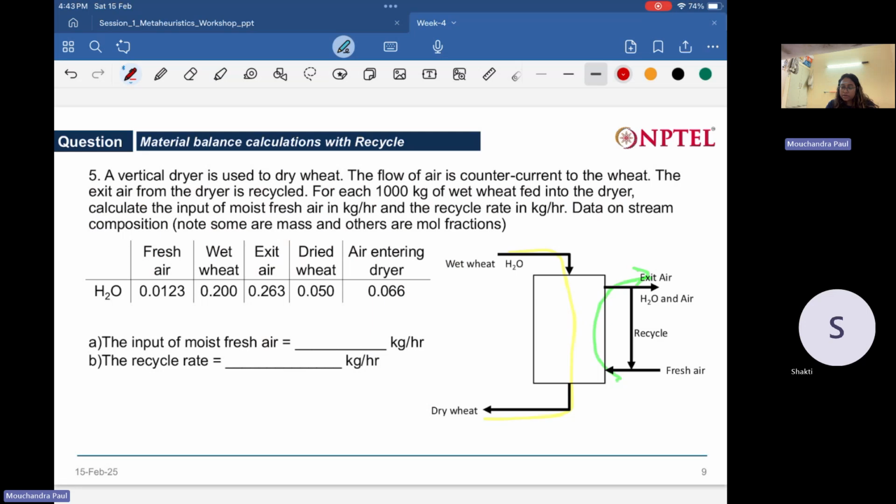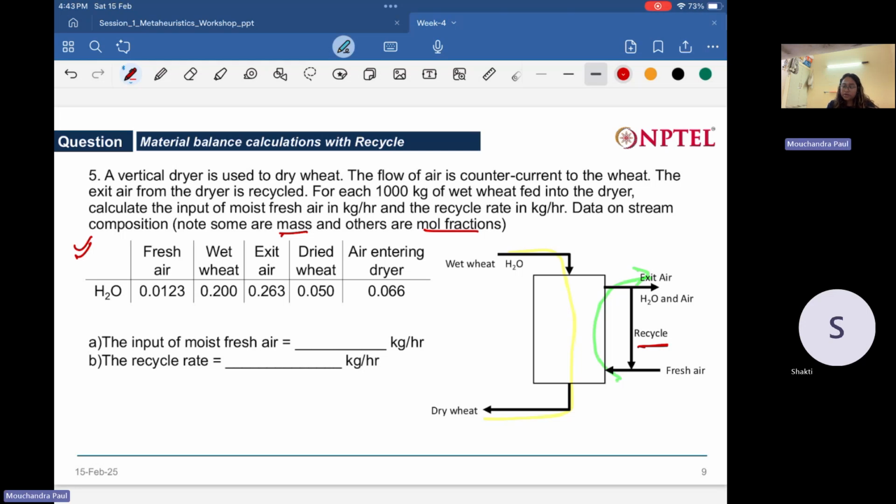The exit air from the dryer is recycled. This is the recycle part. For each 1000 kg of wet wheat fed into the dryer, calculate the input of moist fresh air in kg per hour and the recycle rate in kg per hour. The data on stream composition, note some are mass and others are mole fraction. So this is the table that is given to us, this table that shows the mass or mole fraction of water in each of the streams.